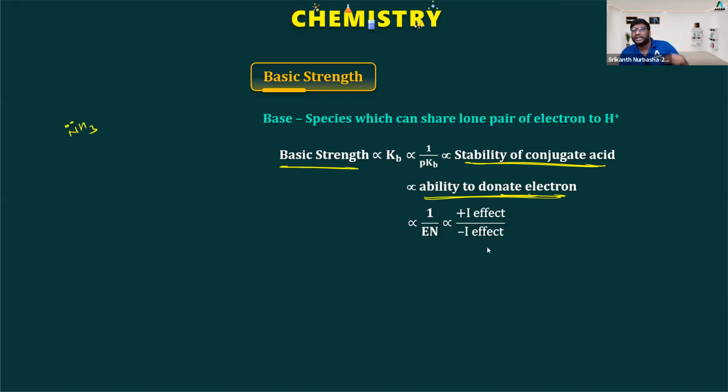That means if you increase the electron density on nitrogen, there is more donation. So the more plus I groups, the more electron density, and the greater the basic strength. If you have electron withdrawing groups, electron density is decreased. If electron density is reduced, there is less donation, so less will be the basic strength.